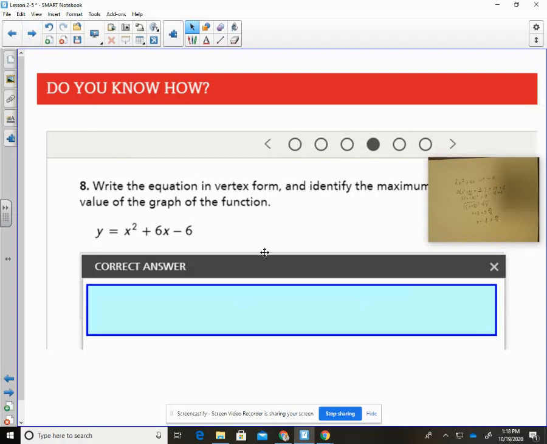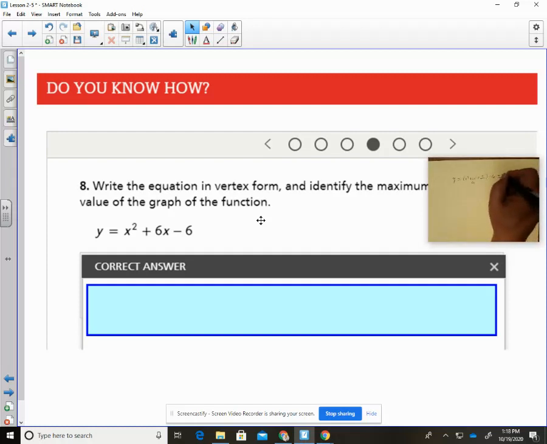Number 8. Write the equation in vertex form. Now again, here when we write in vertex form, we want to keep the thing on the same side, or I do. Now if you don't want to, you don't have to. But so y equals x squared plus 6x plus something minus 6, and we're also going to be adding that plus something over here, right? So then half of 6 is 3. 3 squared is 9.